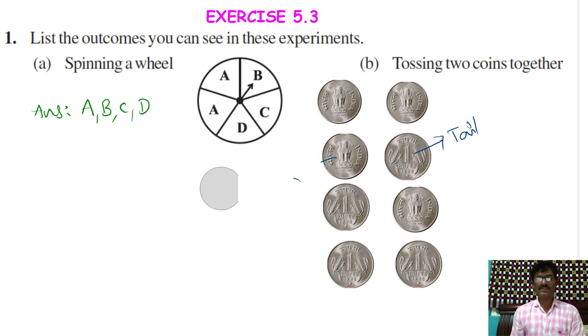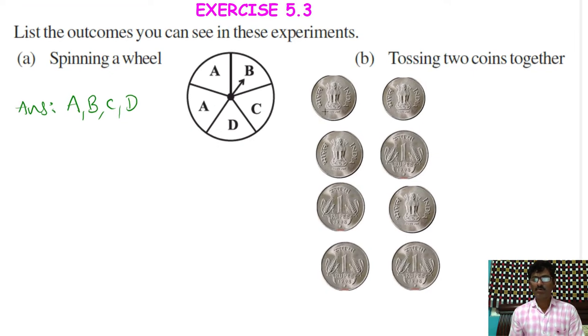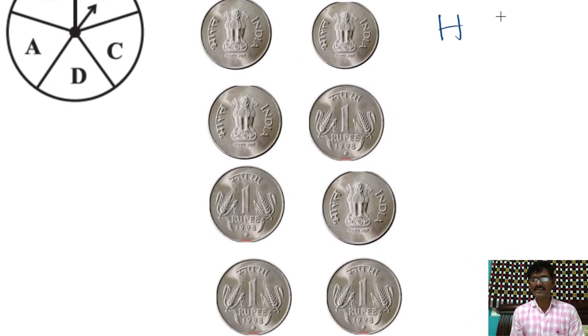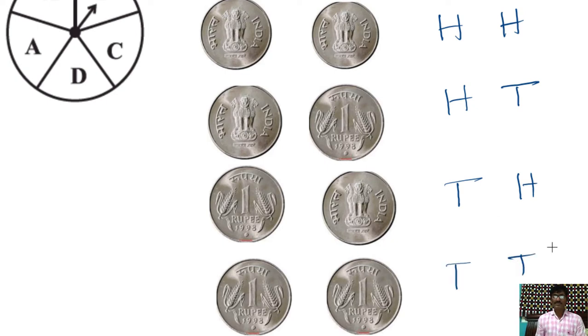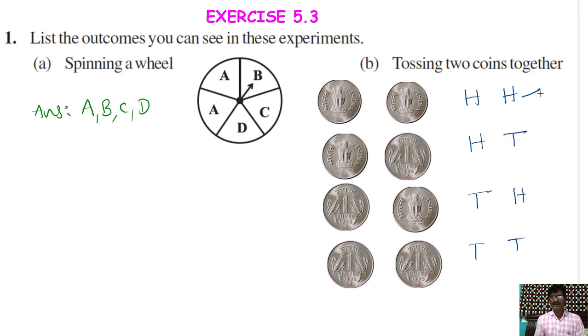So what are the possibilities? Both may be heads. In this case, head, head. First head, then tail. So head, tail. First tail, then head. So tail, head. Then both are tails. So these are the 4 possibilities we have. So the answer is head-head, head-tail, tail-head, or tail-tail.